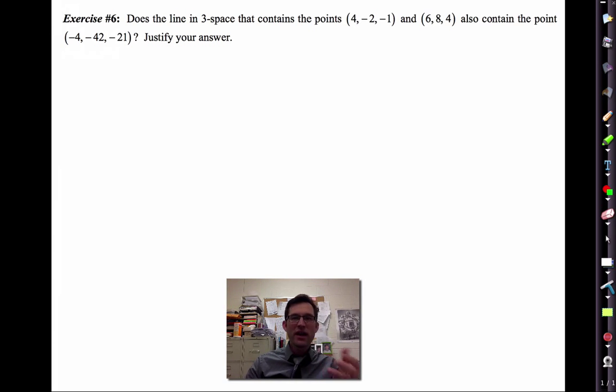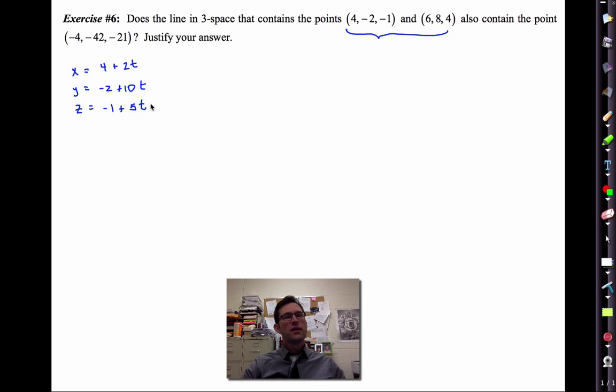One way is to generate the equation of the line between these two. I'm going to do that on the fly. So it would be 4, -2, -1. My delta x was 2, my delta y was 10, and my delta z was 5. So this is the equation of the line. Now what I could do is set that equal to -4, -42, and -21, and I could solve. In this case, I'd have 2t equals -8, and t would be -4.